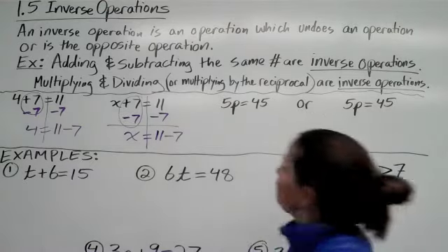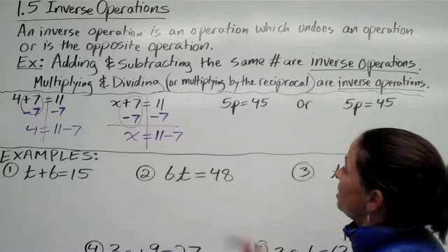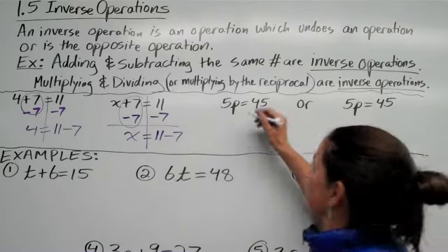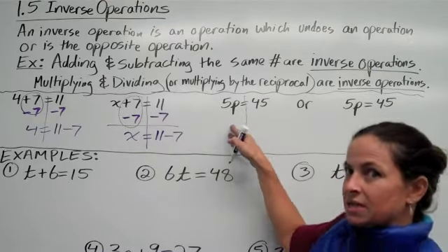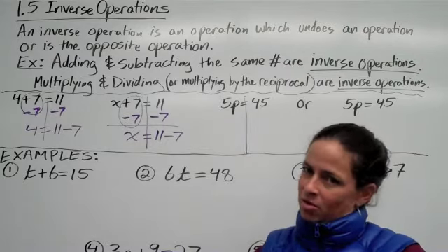You knew that though. I can also do inverse operations with multiplying and dividing. Right here I have 5p equals 45, which is 5 times p. Build my fence. So if I have 5 times p, what's the inverse of times? Divide. Well, what is Ms. Nakamu's favorite way of showing division?